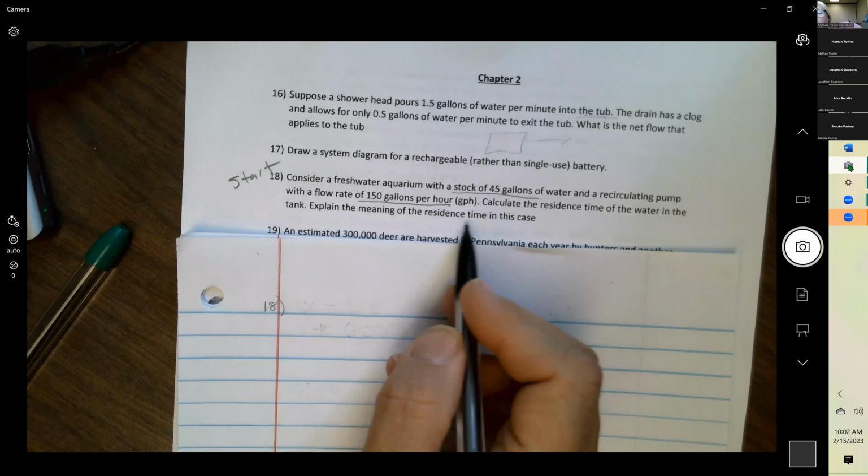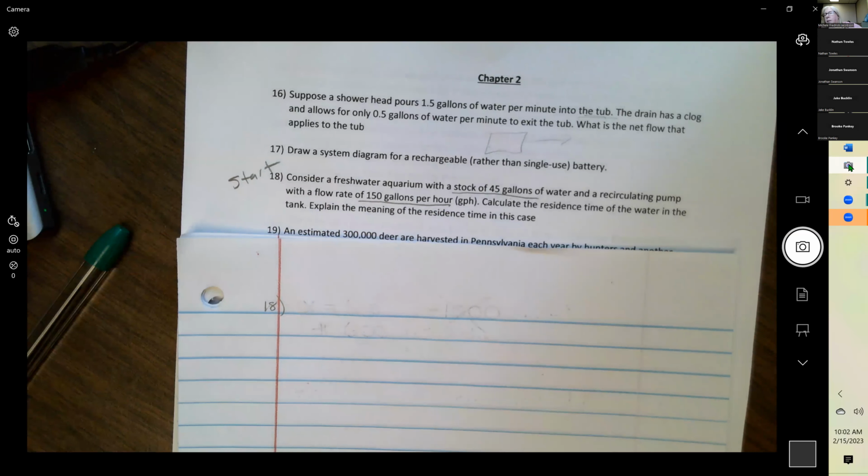Remember, residence time, that's how long each of those water molecules stay in the tank, since this one's water. Our stock is the water, and we're going to find out how long it's in the tank before it goes through the pump and is cleaned or oxygenated. That's what you're looking for then. Residence time is how long it sits in there before it goes through the pump.